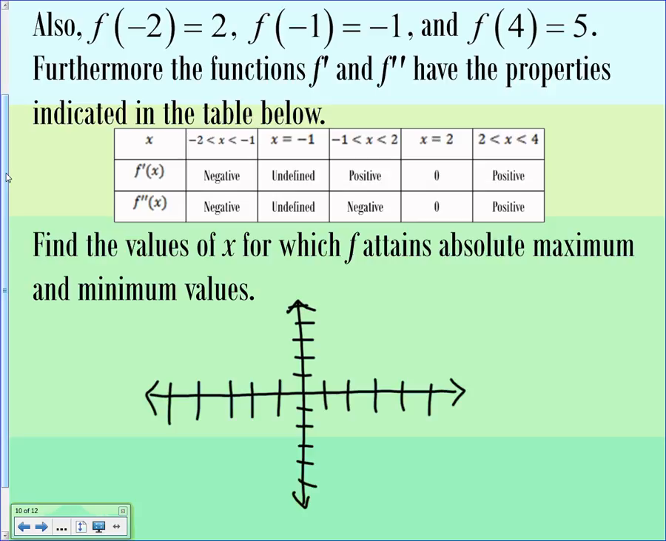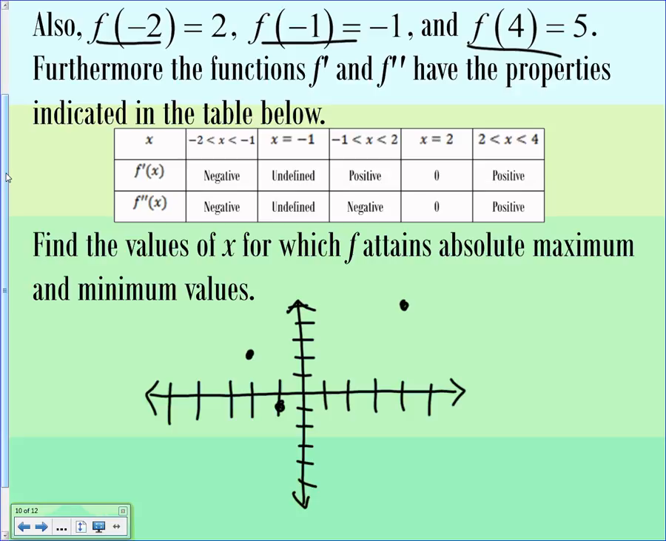Alright, so there's my graph. You want to go ahead and do these 3 points because they are points that are going to be on your function. We have -2, 2. We have -1, -1. Then we have 4, 5. So we know that our function goes through those 3 points.